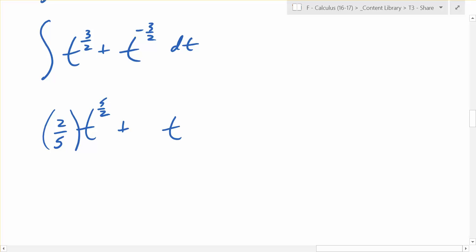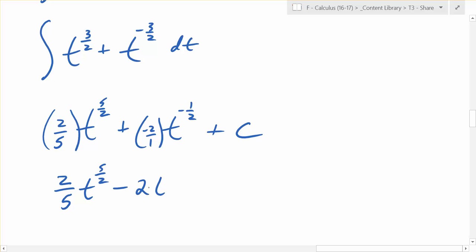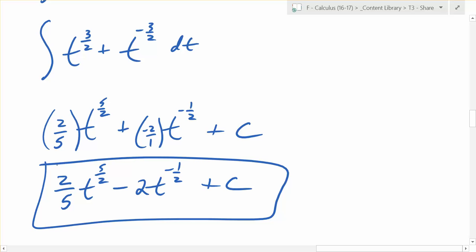So what's the next one going to be? t to the what power? What's 1 greater than negative 3/2? Negative 1/2. Good. So what's going to go out front, Andrew? Negative 2 over 1. Exactly. Plus c. That's it. So what do you have for final answer? 2/5 t to the 5/2 minus 2t to the negative 1/2 plus c. How would you check that to see if it's the proper answer? What would you do to that?